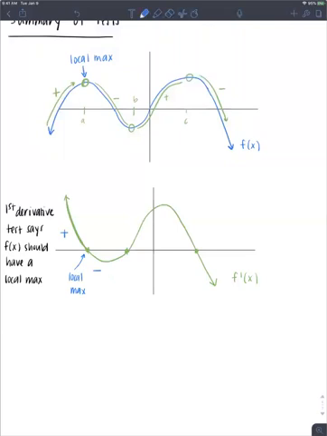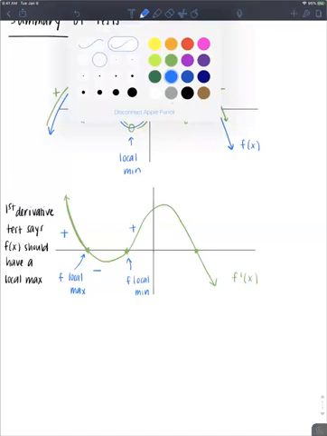So does that help? Can you see the tests a little bit easier now? And here, same thing, local min. That's where it switches from negative to positive. So when I put local max, I'm really talking about f right there. And here, f is going to have a local min because I went from being negative to positive. Does this make sense? Do these pictures help? Okay.